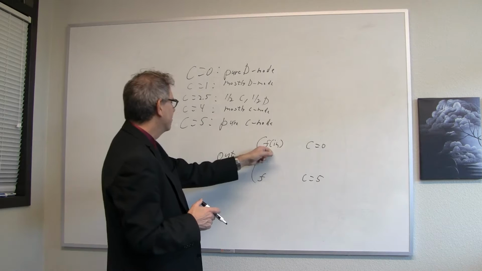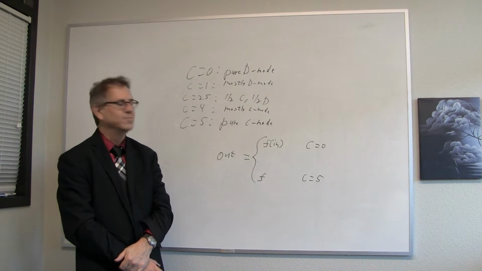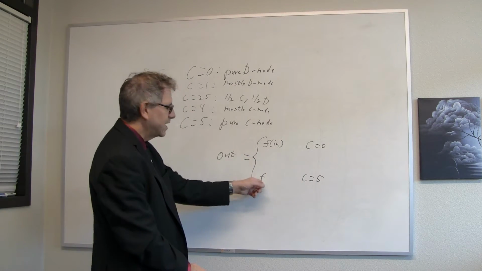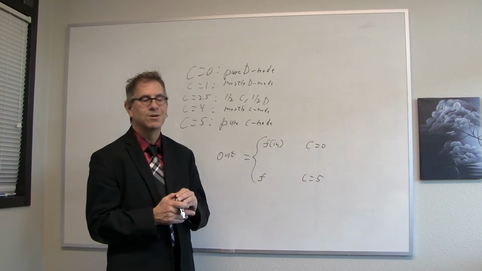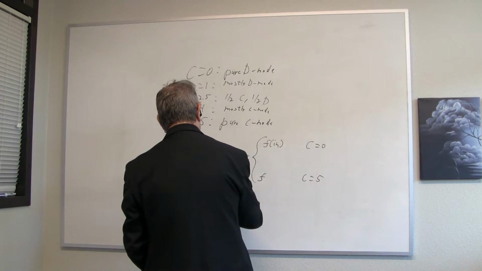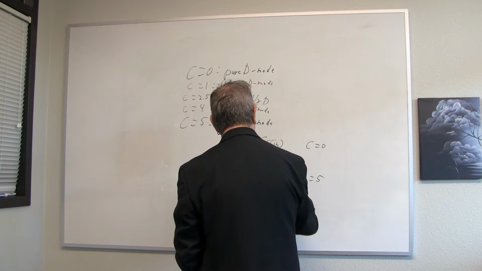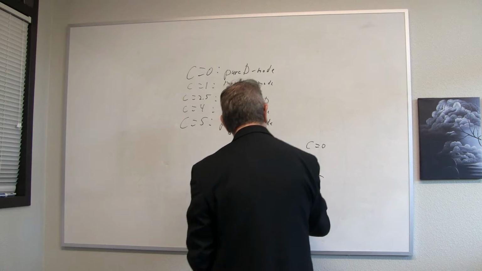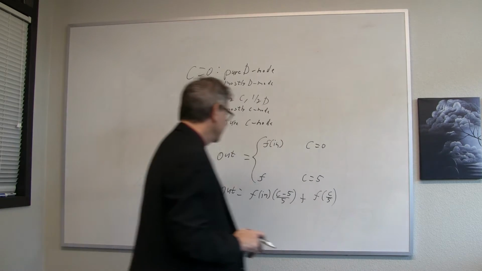So if C equals 0, the output of a cell is just whatever the function maps that input to. But if your C is 5, if you're all the way in C mode, your output is actually the function itself. Some serialized coded representation of that function. And so we simply make a weighted mix and we say the following: out equals F of n times (5 minus C) over 5 plus F times C over 5.